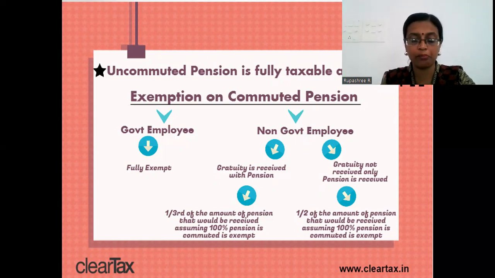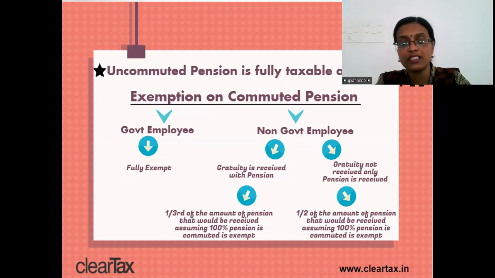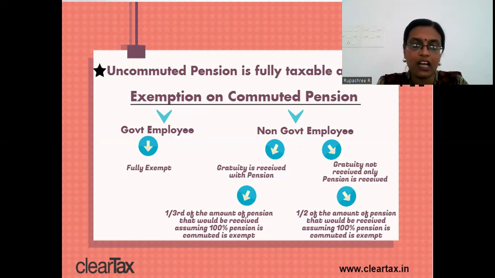If you are a non-government employee and you are also receiving gratuity from your employer, then 1/3 of the amount of pension received is computed as taxable. And if you are not receiving any gratuity from the employer, and it is only pension, then 1/2 of the amount of pension received is taxable. So in this video, we have seen a quick glance at what pension means, the two different types of pension, commuted and uncommuted, and a simple calculation of how income tax authorities calculate tax on commuted pension and tax on uncommuted pension.